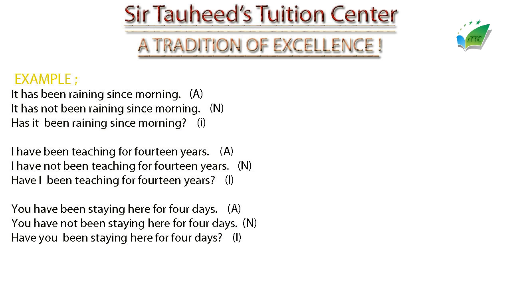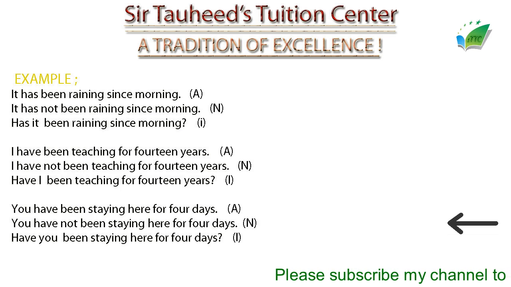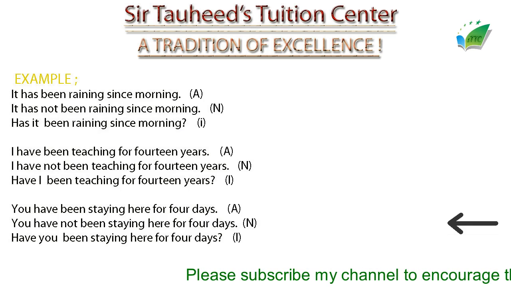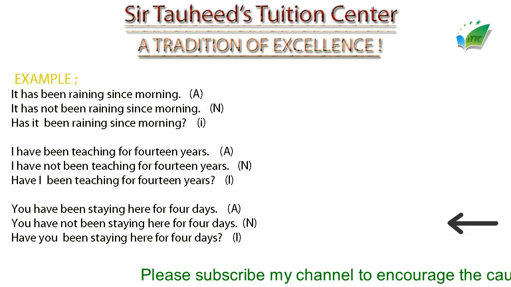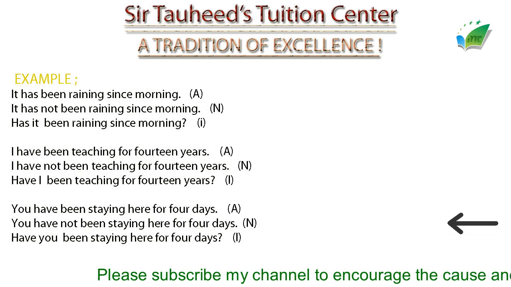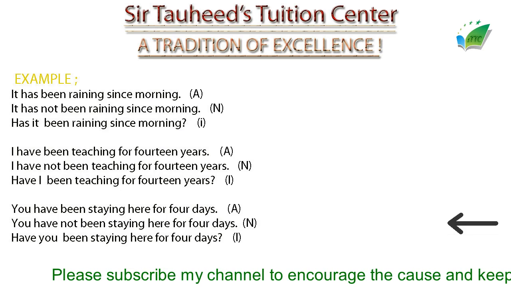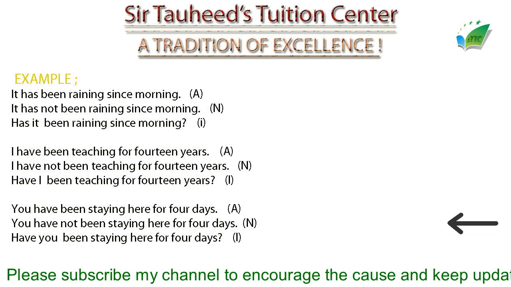Moving on to the third example. The third example is: You have been staying here for 4 days. It means you are still staying here, but you started staying here 3 days before, which means the total becomes 4 days. And the sentence is an affirmative sentence. You have been staying here for 4 days.